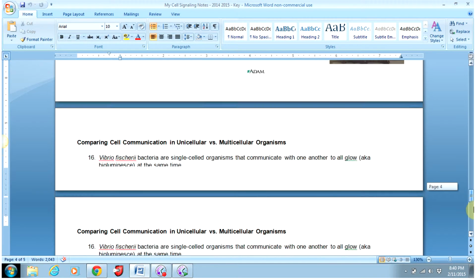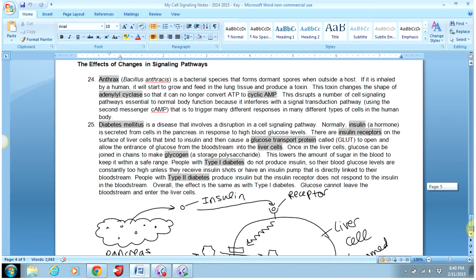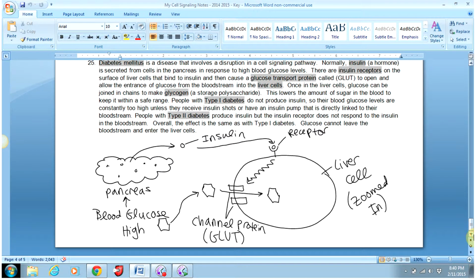Okay. Now, I also wanted to talk about in this video the effect of changes in signaling pathways. And specifically, I want to talk about what happens when a person has type 1 or type 2 diabetes. Now, a normal pathway within the body that responds to high blood glucose after you've eaten a meal would be the pancreas releasing a hormone molecule called insulin.